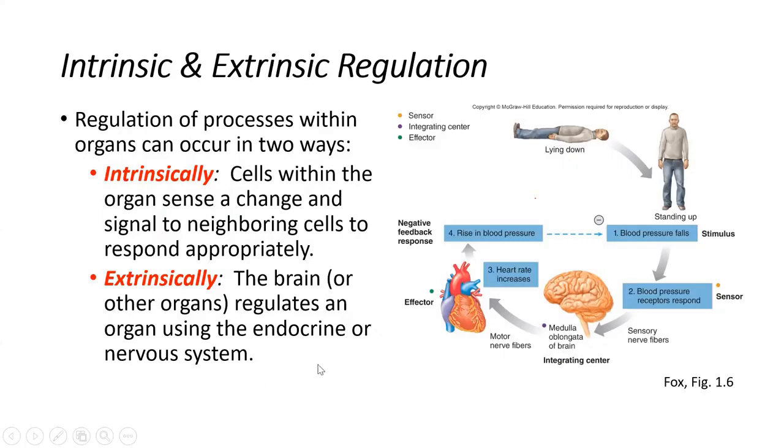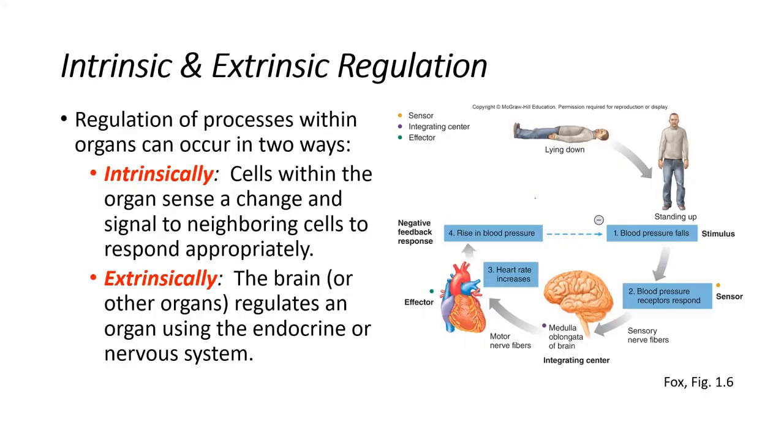So the last thing we want to touch on here is what we call intrinsic and extrinsic regulation. So this is the process of regulation that happens within the effector organs that we spoke about. Some of the examples were the glands, smooth muscle, cardiac muscle, such as the heart. And this is how we regulate these variables. So we can have two forms of regulation.